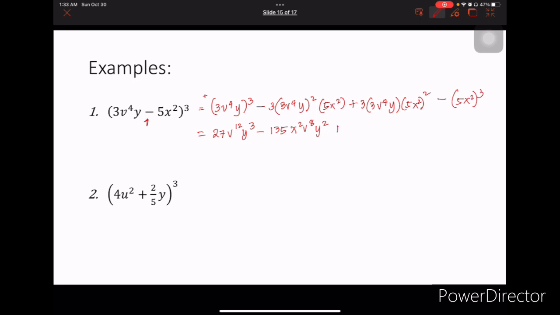Then we have plus 3. That's 25, since it's 5 squared here, so that will be 25 times 3 times 3, that's 225. So you have 225 v raised to the fourth y times x raised to the fourth. That's okay with me if you rearrange the variables. Then minus 5 cubed is equal to 125. It's x raised to 6. So this is now the final answer.